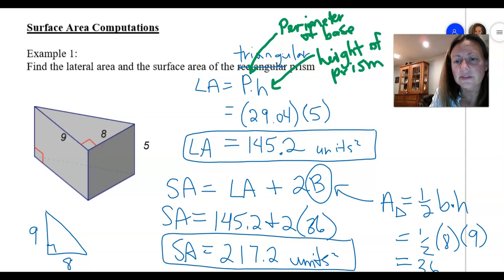Okay, the lateral area is always going to be smaller than the surface area because the lateral area is just the walls, the upright connecting rectangles that go between the two bases. And then the surface area is that plus the top and bottom, or the bases. Now, it may not be sitting on its top and bottom, but you get the idea.